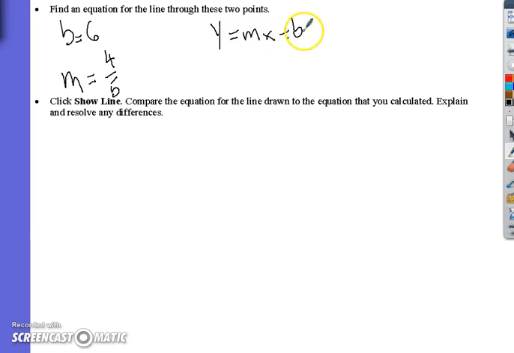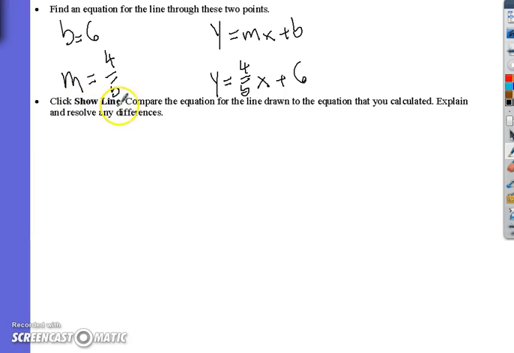So I can replace m and I can replace b. So that means that y is equal to 4/5 x plus 6. And that's the equation of this line. Now, the computer can do that for me as well. So that was kind of elaborate, but I wanted to show you all the steps that you would have to do before the computer does it for us.